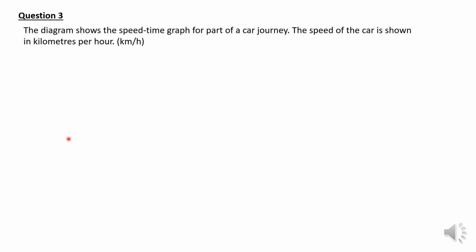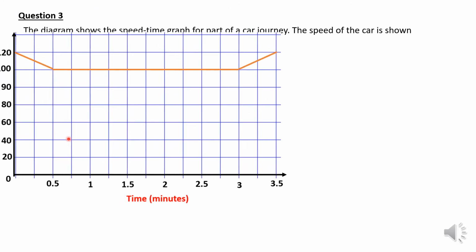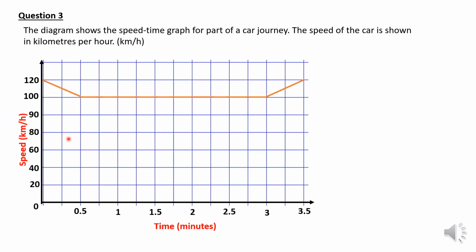Right, I have a third question here. It says the diagram shows the speed-time graph for part of a car journey. Now I have done this particular question in two ways, and I will explain both methods. It's totally up to you which method you prefer.